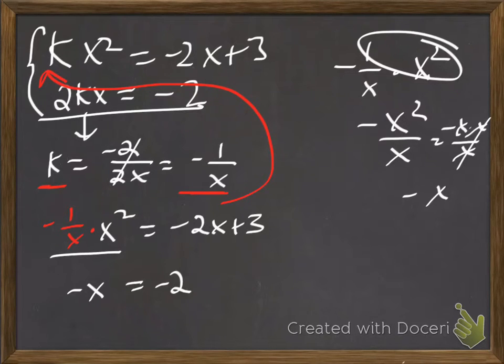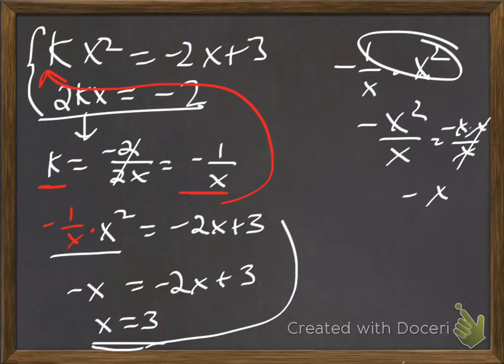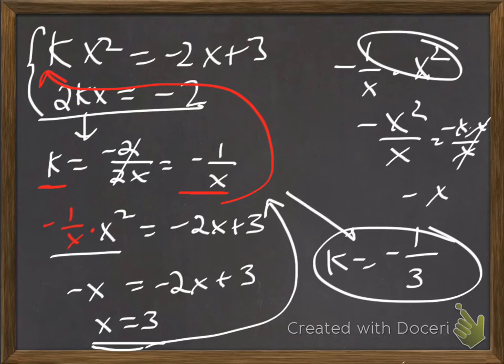So negative x equals negative 2x plus 3. Add 2x to both sides, and we get x equals 3, which is nice. We now know where the point of tangency is, but to actually find k, we use k equals negative 1 over x, and x we just found to be 3, so k is equal to negative 1/3.